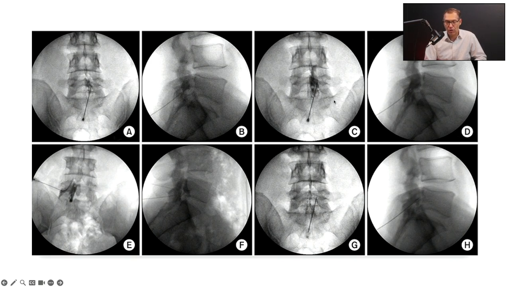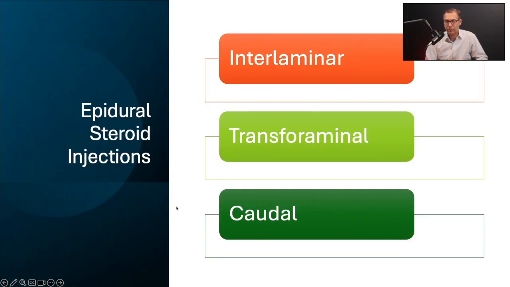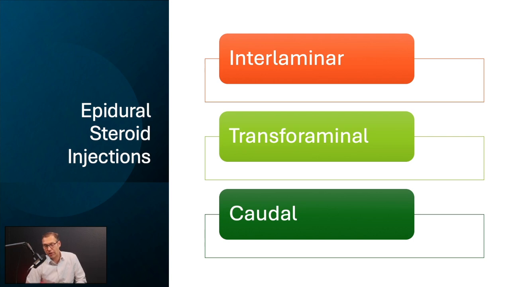So this is what's called an interlaminar. And then this is a transforaminal where you're going in from the side right next to the nerve, and you can see that contrast spreading there. So there's 3 different approaches you can use for an epidural steroid injection. The first one is the interlaminar, which means going between the lamina. And then the second one is transforaminal, which means you're going through the foramen. Remember, a foramen means an opening, so you're going through that foramen. And then the last one is called a caudal, where you go through the sacral hiatus down here.